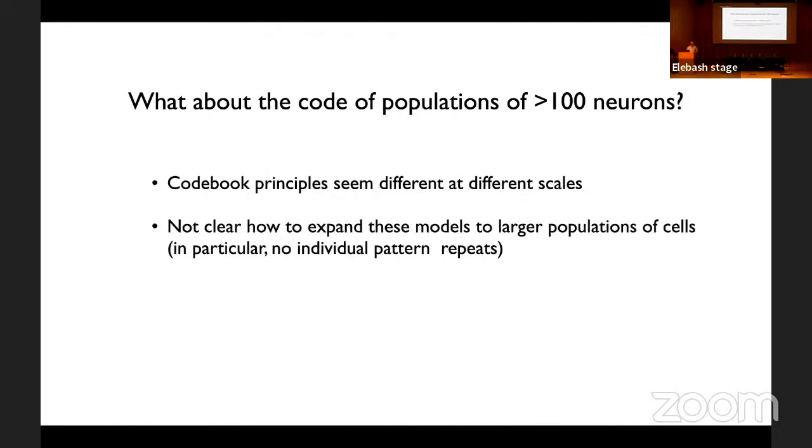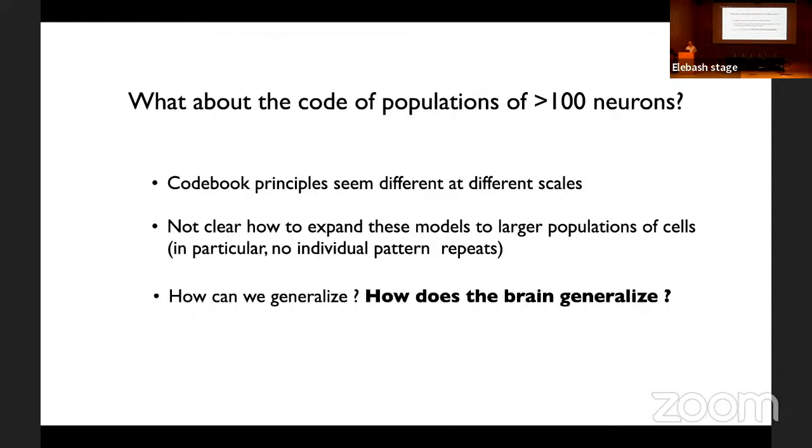And in particular, it's not clear how to expand these models, both numerically, it's very hard to learn these on these scales, but also if you think about this, the space becomes such that no individual pattern of activity ever repeats. This is a Zen riddle for you. I mean, when you never see the same neural activity twice, what do you do? Well, you have to generalize somehow.